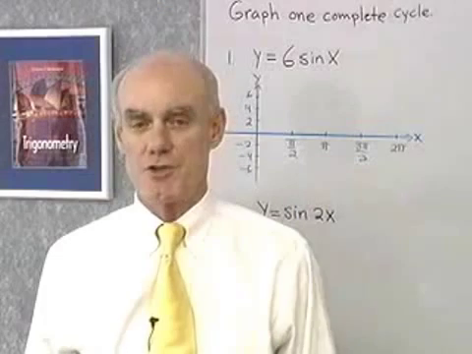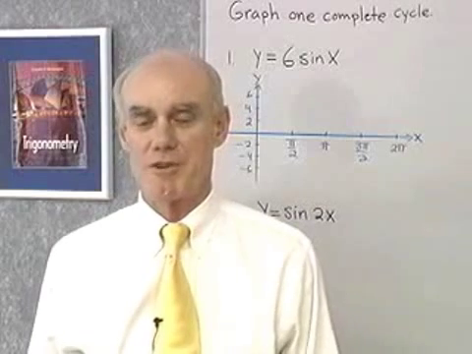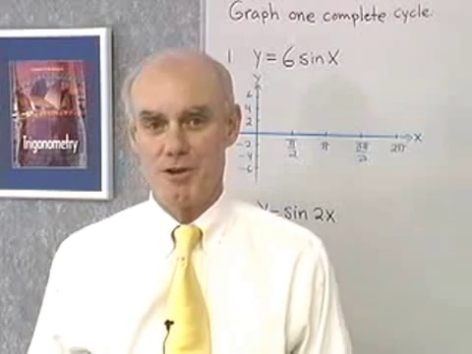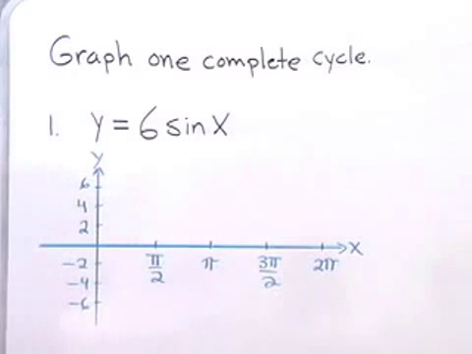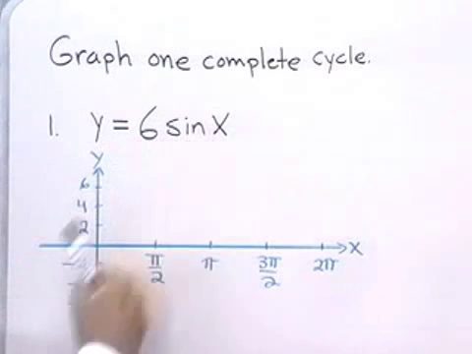In this section, we look at how changes in some of the coefficients in the equations for the trigonometric functions affect the amplitude and periods of the graph. The first problem I've written over here is graph one complete cycle of y equals 6 sine x.